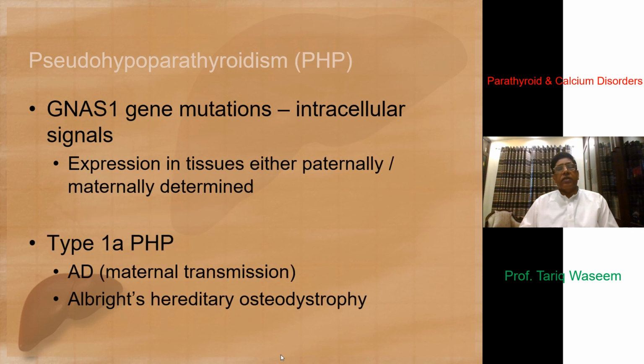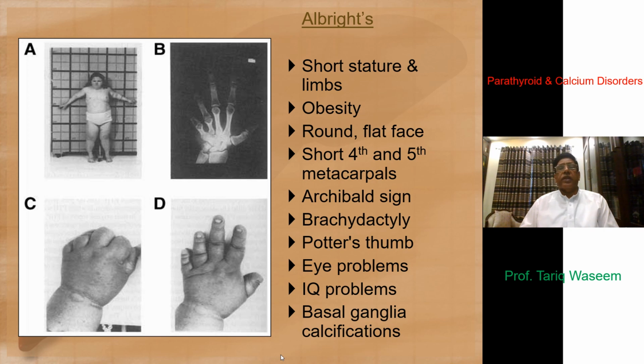Pseudohypoparathyroidism usually may result from some gene mutation, the GNAS1 gene mutation, which is responsible for intracellular signals, and then there is a type 1A PHP mutation, which is transmitted as an autosomal dominant, and then there is Albright's hereditary osteodystrophy, which can again be hereditary or genetically transmitted. This is an example of a patient with Albright syndrome, a combination of pseudohypoparathyroidism with various skeletal deformities.